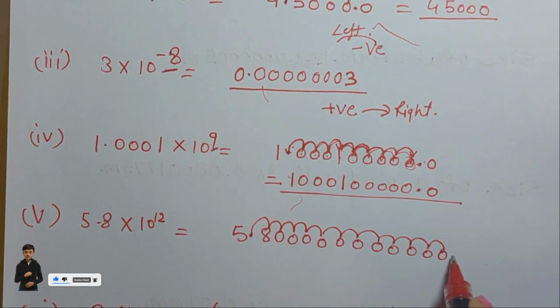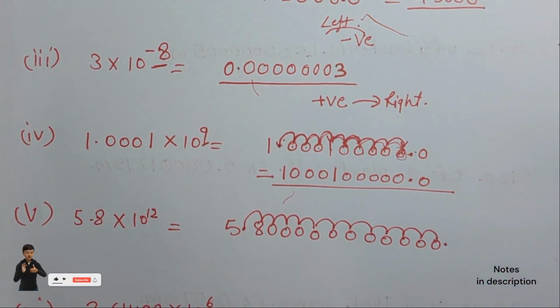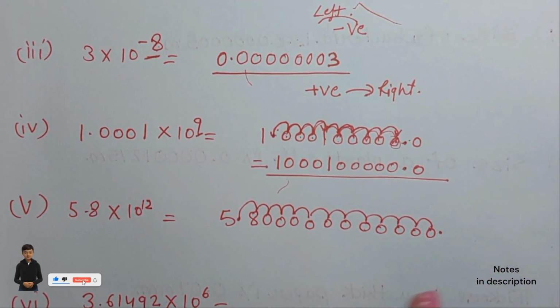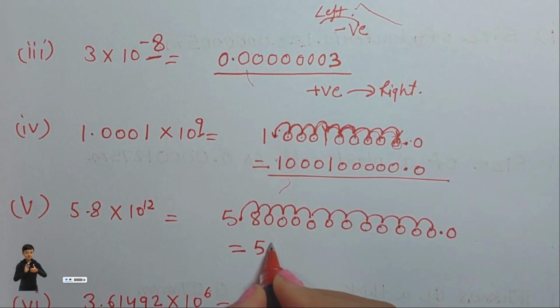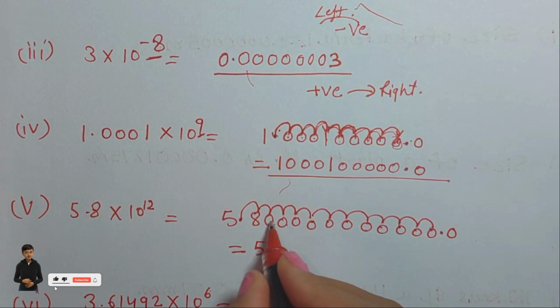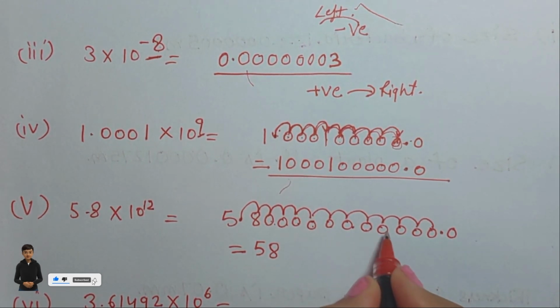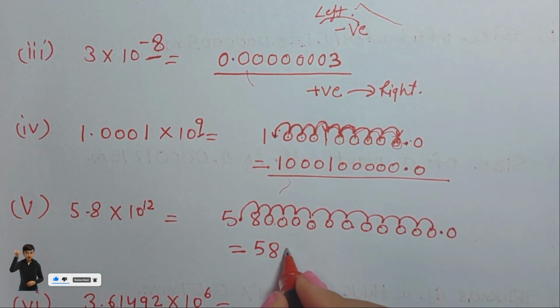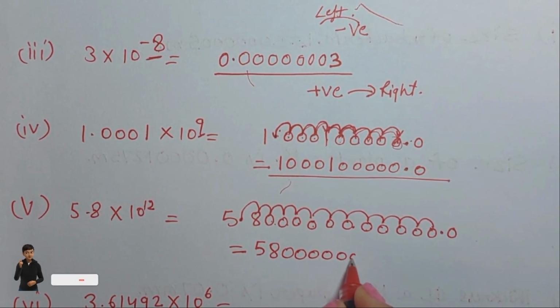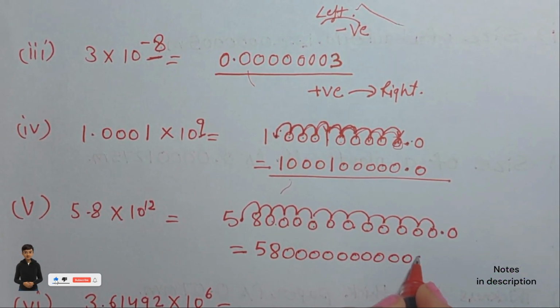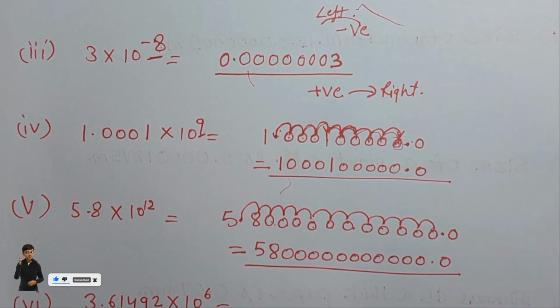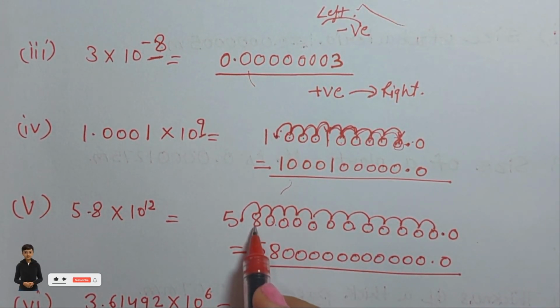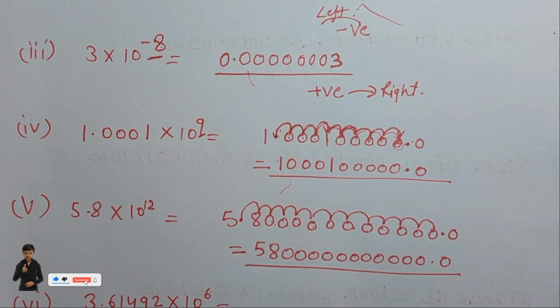And after 12 steps, what will come? Then this decimal point will come. Okay. Then we can put one more 0. So what is our final answer? 5, 8, 0, 0, and 11 zeros. 3, 4, 5, 6, 7, 8, 9, 10, 11.0. So this is our answer. Okay. Because 8 was already here. So this was our first step.